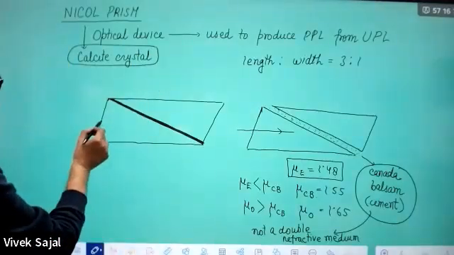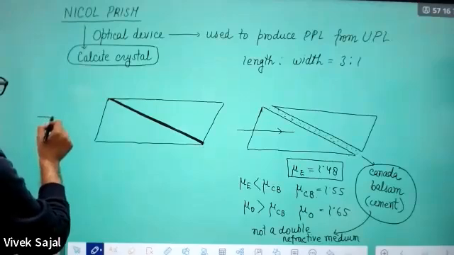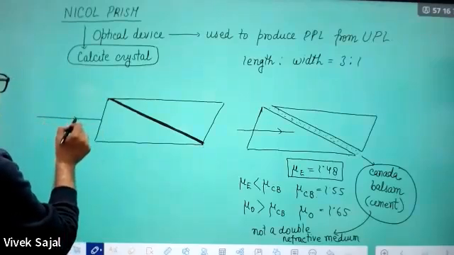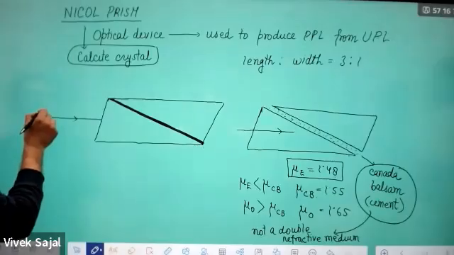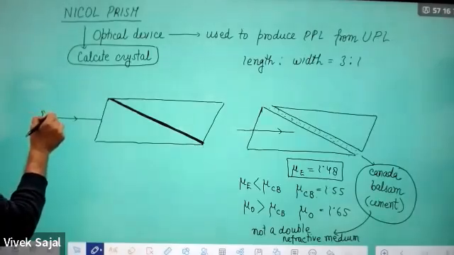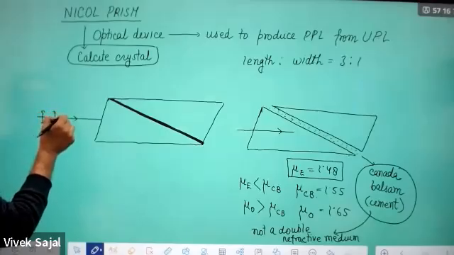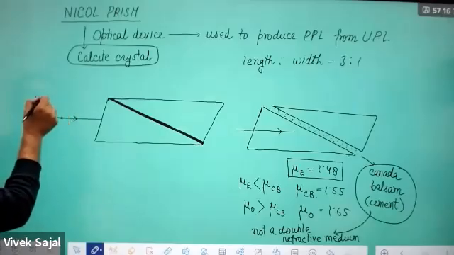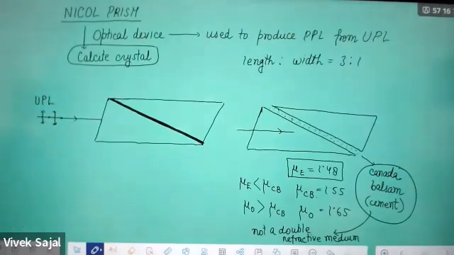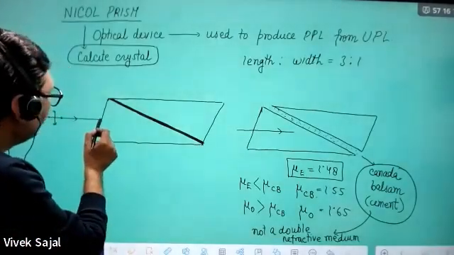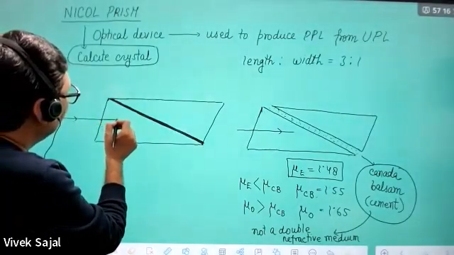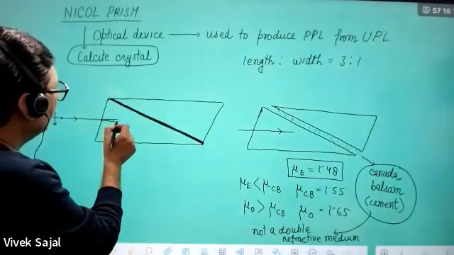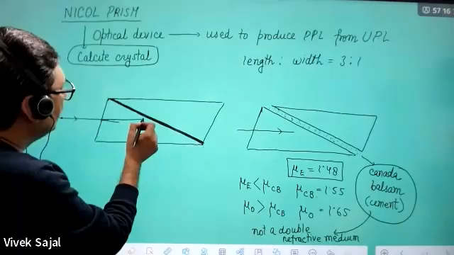Now what you do is launch an unpolarized light from here. This unpolarized light you have launched goes through this. Now, when it enters this doubly refracting medium and passes through it, try to understand, I'm not making a very proper diagram, but it will split into two.